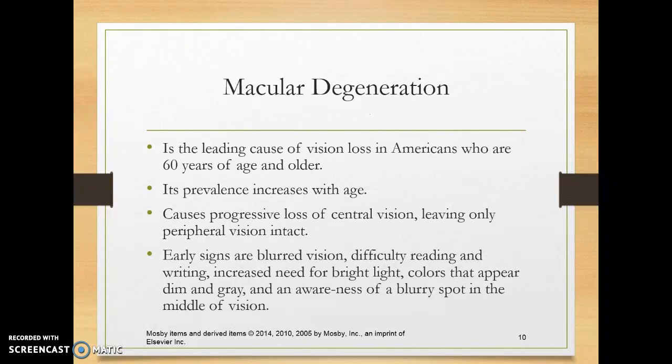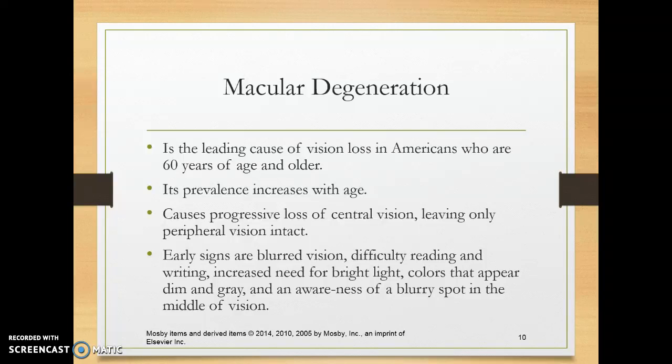And then macular degeneration is the leading cause of vision loss in Americans who are 60 years of age and older. Its prevalence increases with age, causes progressive loss of central vision, leaving only peripheral vision intact. So imagine that sight in front of you is progressively going away and you can only see on the outsides. That would be super difficult.